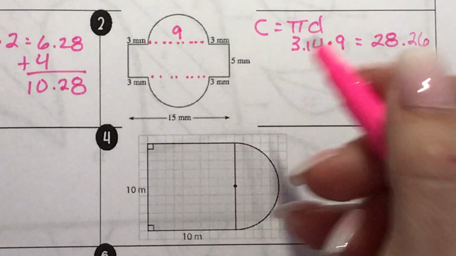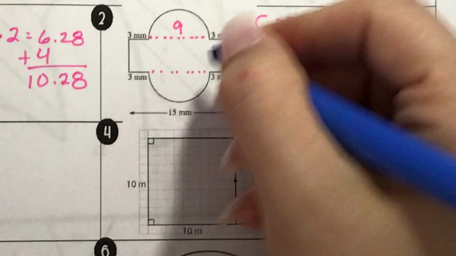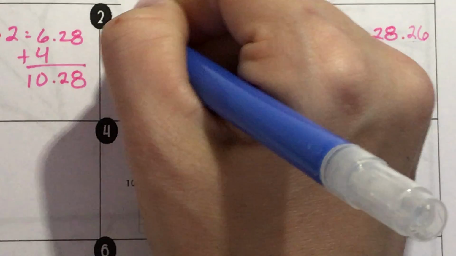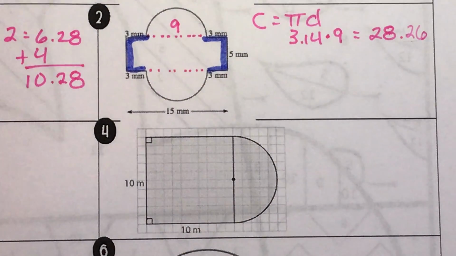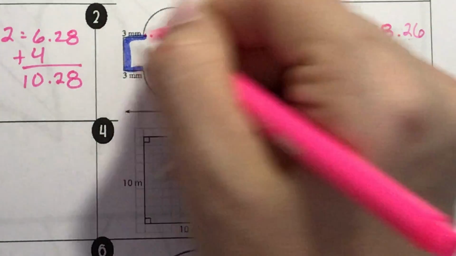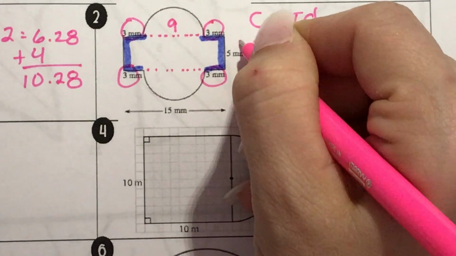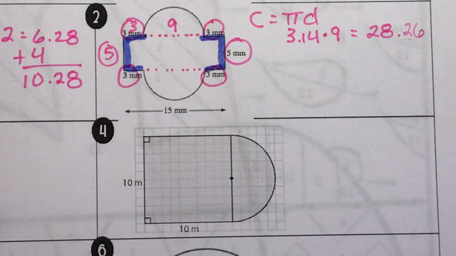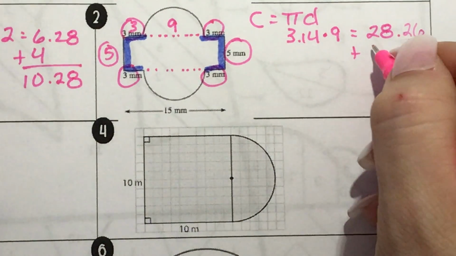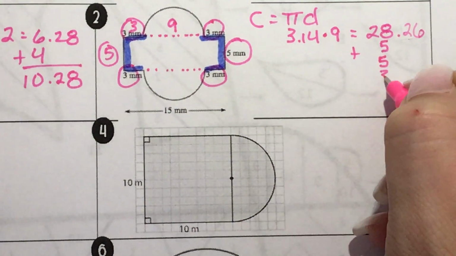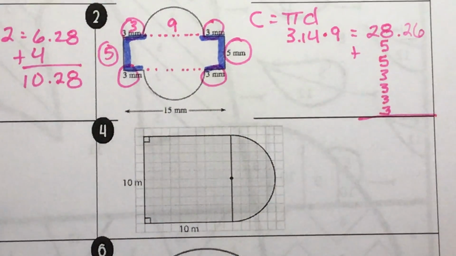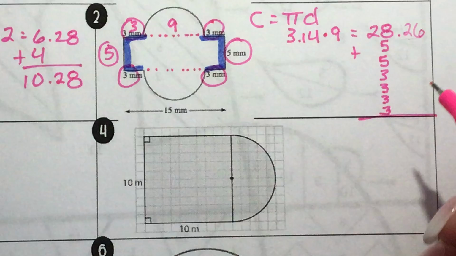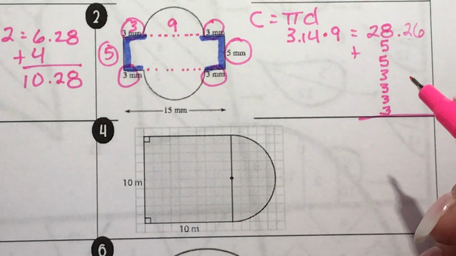All right. So now we have to figure out here, here, here, here, here, here. Everything else we've already used. Okay. So we've got a 3, a 3, a 3, a 3, a 5. What's this going to be? 5. So you can fill in those numbers that are not there. So now we're going to add 5, 5, 3, 3, 3, 3. And what does that final answer give me? 50.26.